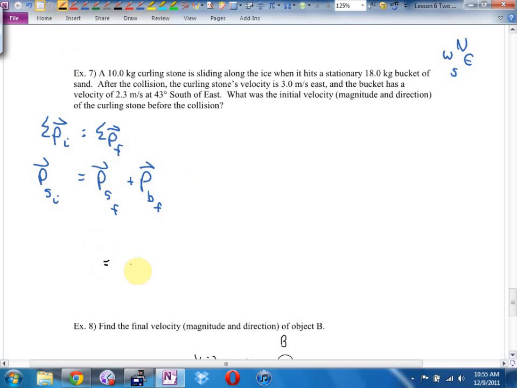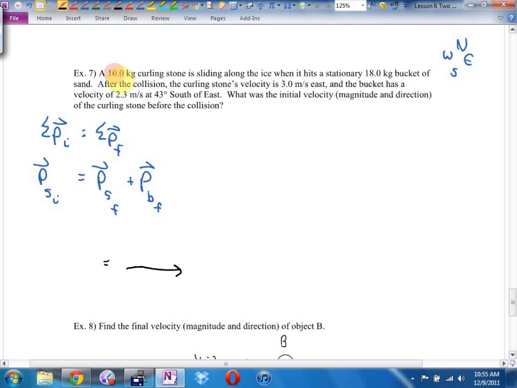And velocity is not conserved. Momentum is conserved. Mass, velocity, due east, with a momentum of 30 plus.